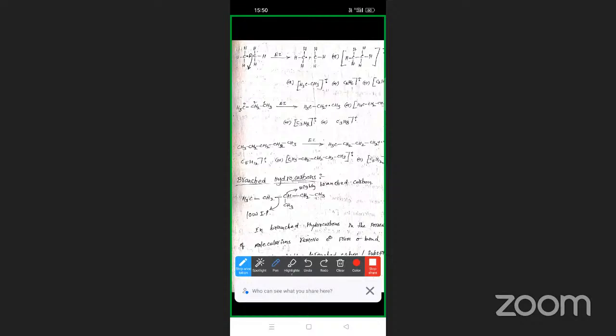In that case, you can see this particular CC bond has a low IP value, and it is at the highly branched carbon, so you can remove the electron from here.